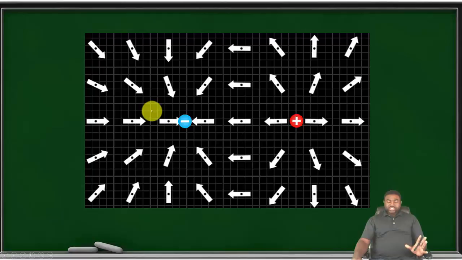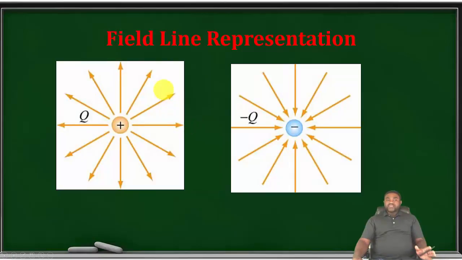This representation is what we call the vector field representation. Now, if you look at the field line representation, you see that the arrows are continuous. They are not short, they are continuous, and they point away from a positive charge and point into a negative charge.